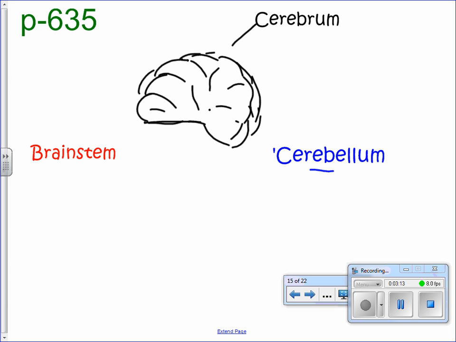Then the cerebellum, cerebellum makes you think of ball or something. It looks like a tennis ball. It's right down here at the base of the brain. We'll talk about that in a minute. And continuing with my beautiful color coding, the brainstem, which goes like this. And the brainstem connects down to what? What's this connected to? The spinal cord.